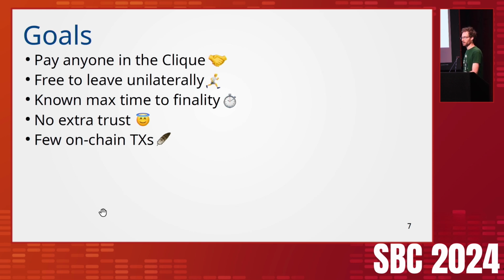We want anyone in the clique to pay anyone else. So the name clique comes from the graph where everyone is directly connected with everyone else. Parties should be able to leave at any time without being beholden to others with their own money. There should be a maximum finality time, maximum liveness parameter, essentially. And we shouldn't add any extra trust assumptions apart from the ones on layer 1, i.e. honest majority of power. And we want to minimize as much as possible the on-chain transactions, which is the goal of any layer 2, essentially.